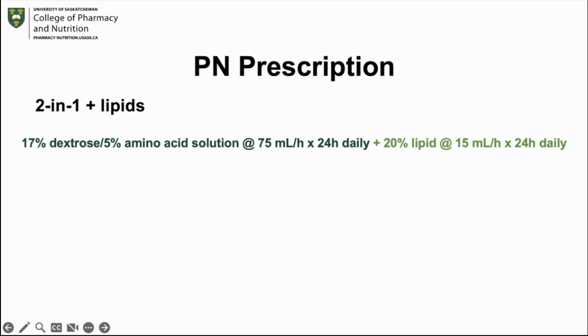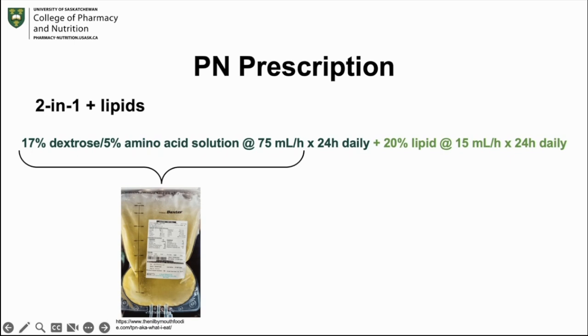As was discussed in the first video of this series, PN solutions come in different concentrations or strengths. Thus, once a dietitian has determined the patient's calorie and macronutrient requirements, we can then determine the volume and concentration of dextrose, amino acid, and lipid solution required. Once we know the final volume, we can then translate this into an infusion rate depending on whether the patient is appropriate for continuous or cyclic infusions.